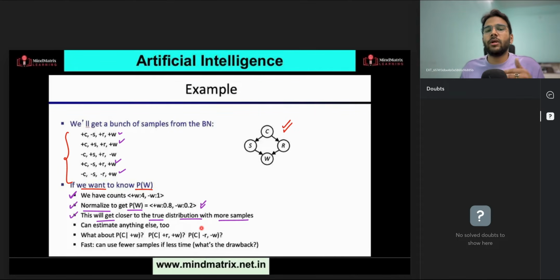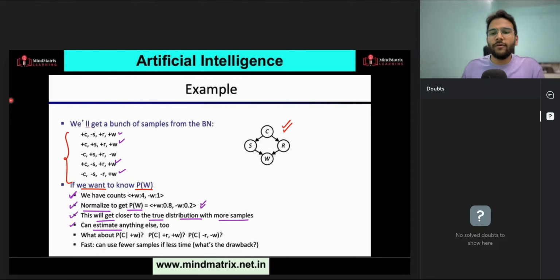If we consider more and more samples, we will definitely move closer to the true distribution of the entire distribution. And we can estimate anything else too, so that is fine.